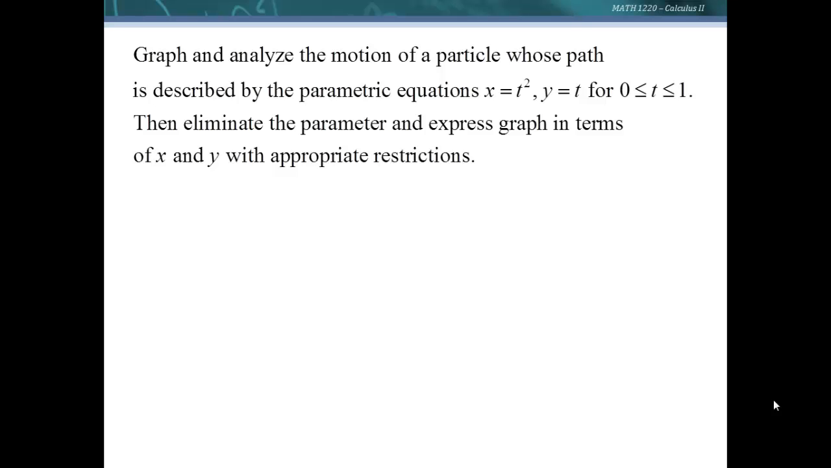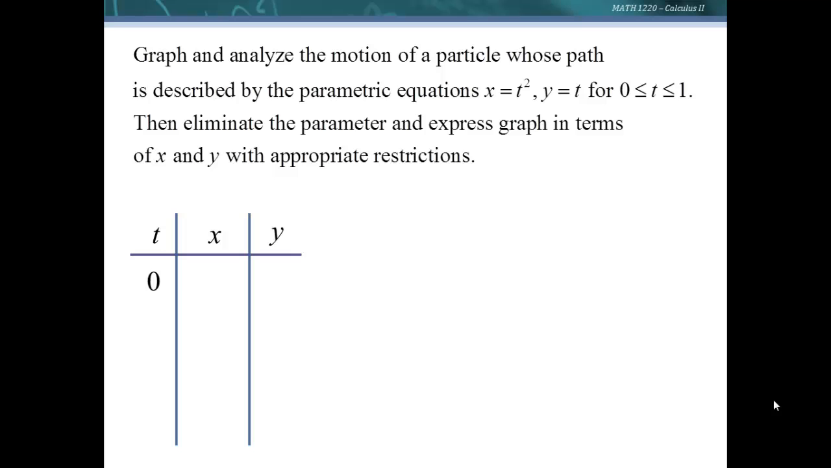And then in a minute we'll eliminate the parameter and express the graph in terms of x, y with appropriate restrictions. So first of all, normally we make this t chart, but we're going to have 3 lines because we're going to use t, x, and y. So we're going to choose various t's between 0 and 1, substitute those in to get the corresponding x and y position, and then plot those.